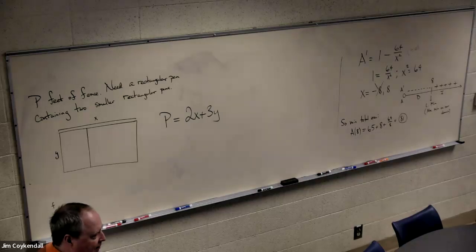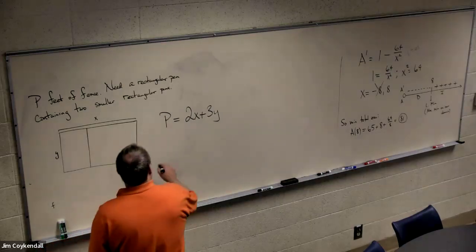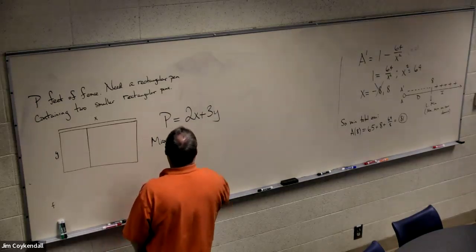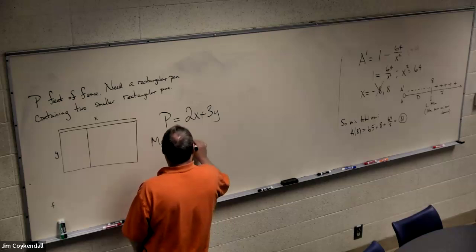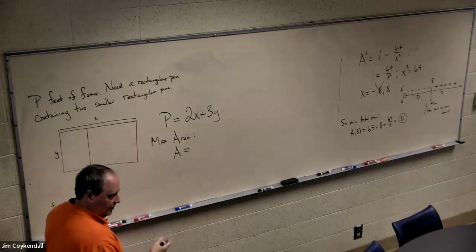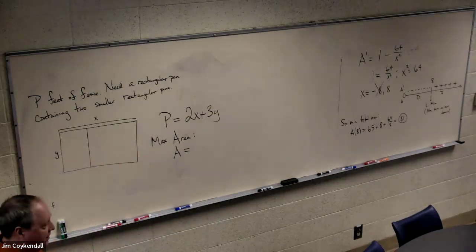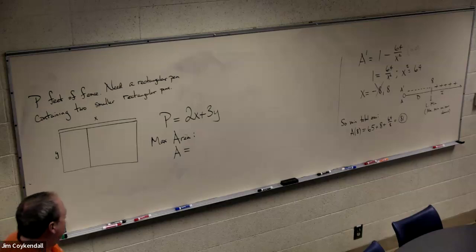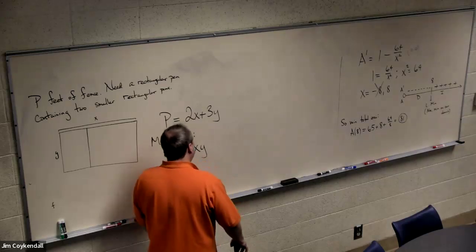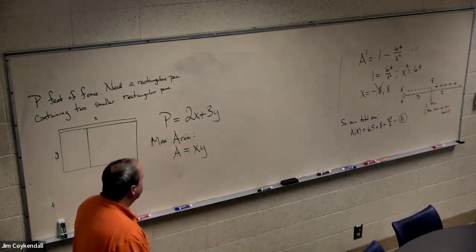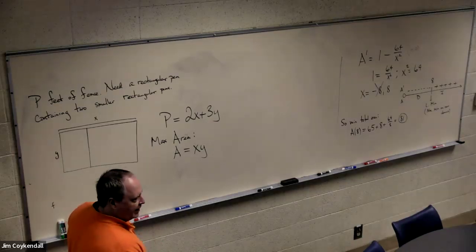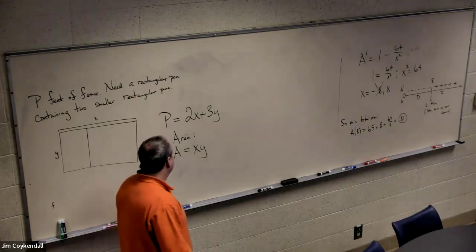And what is it we're trying to maximize? The area of the total shebang. Area is x times y. And we've run into our usual problem, because I've got too many variables. So you can sub out for x, you can sub out y, it doesn't matter.